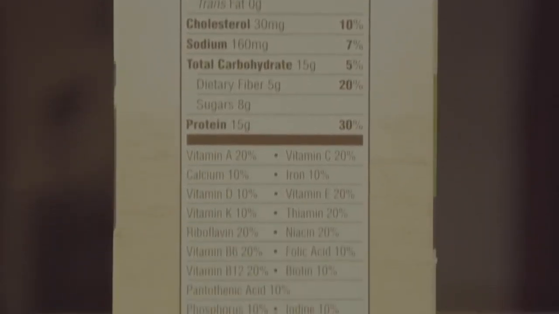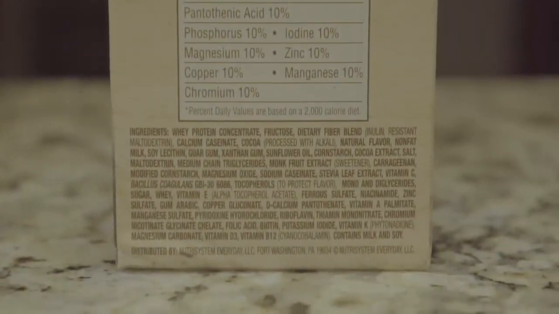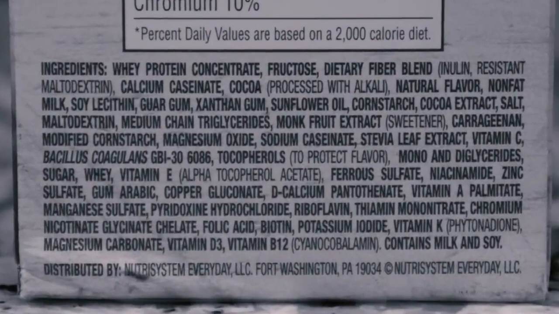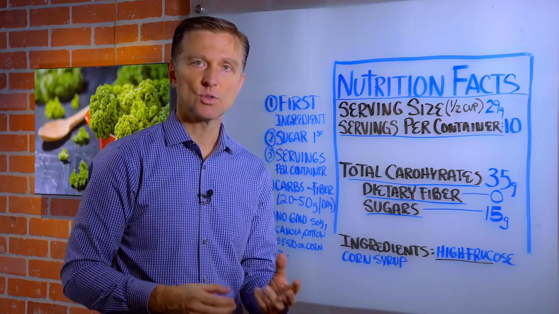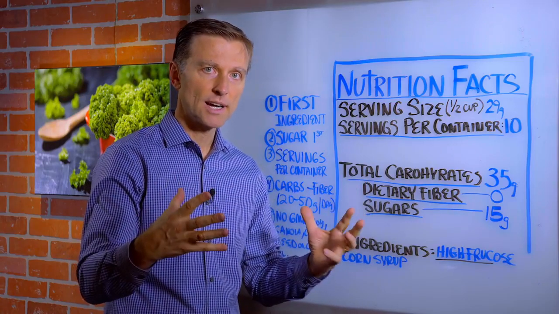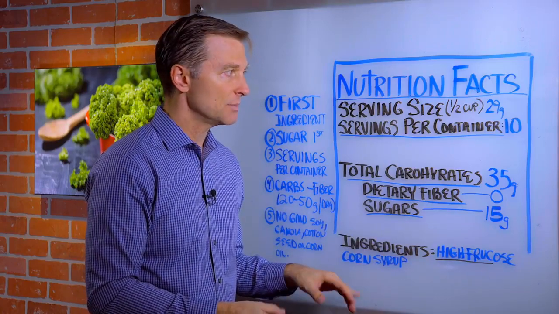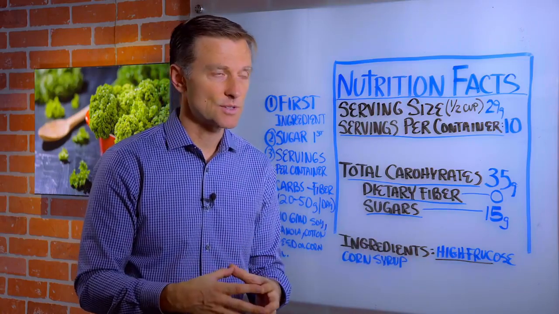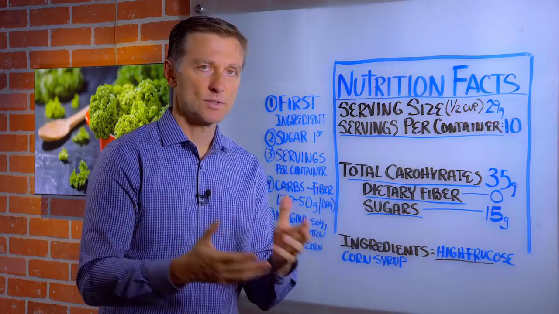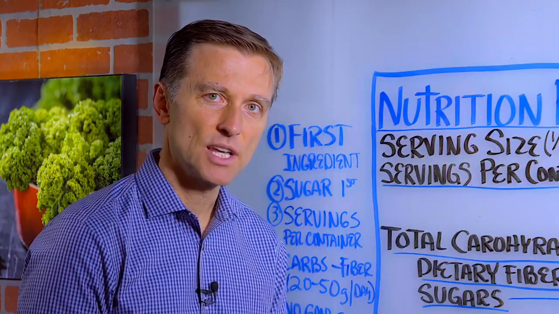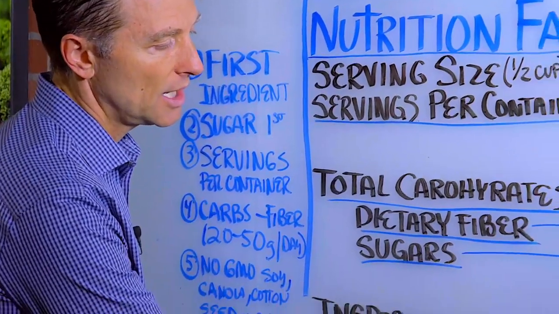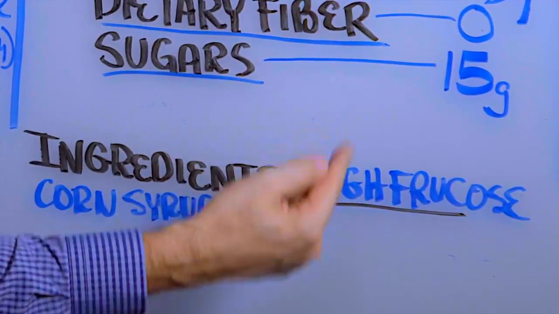So number one, the first thing you're gonna look at is the ingredients, and what is the first ingredient? Whatever the first ingredient is, that tells you what's making up most of that product. So if high fructose corn syrup is the first ingredient, the majority of that product is high fructose corn syrup. If it's soy, it's mostly soy. So that's how they list things based on the quantity of a certain ingredient in this product. This would be first, and then the second, third, fourth.